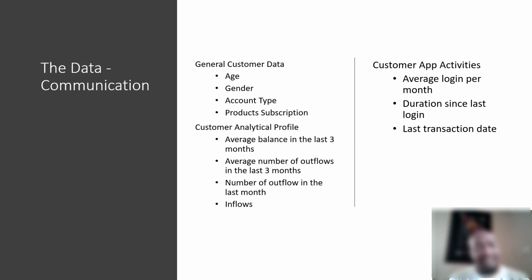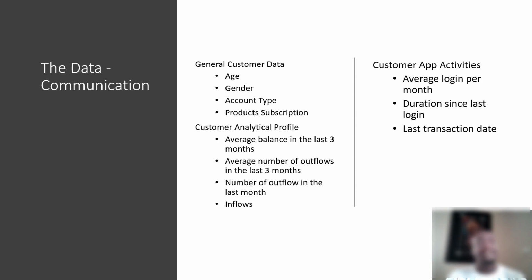The second key source of data is what we call the analytical profile of that particular customer. We need to know his average balance over the last 3 months, his total number of outflows and inflows in terms of frequency, and the value of his outflows and inflows in terms of the transactions themselves. This information gives us a general understanding of the customer's analytical profile.